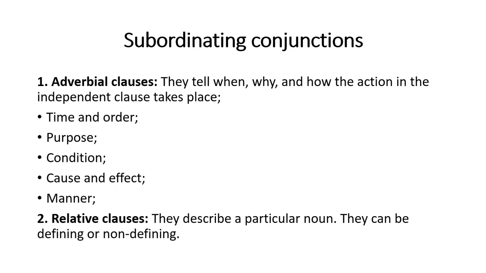Subordinating conjunctions introduce adverbial clauses that tell when, why, how, etc. the action and when the independent clause takes place. They can express time and order, they can express purpose, they can express condition, they can express cause and effect, and they can express even manner.